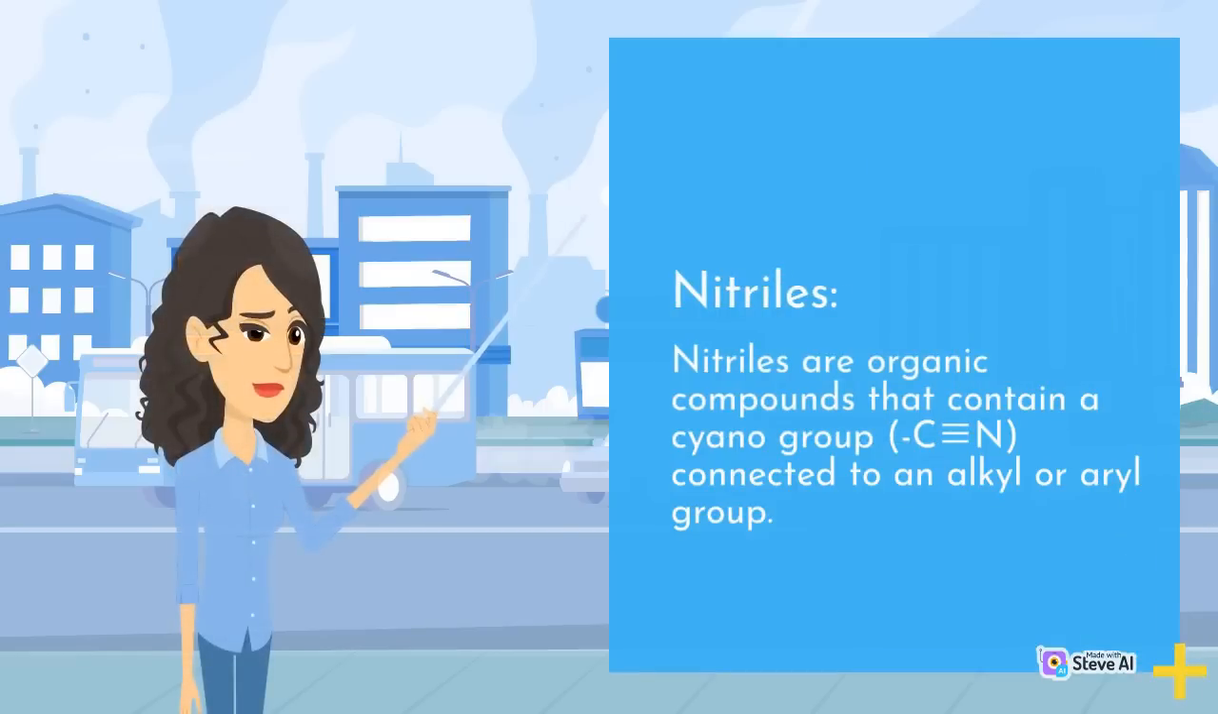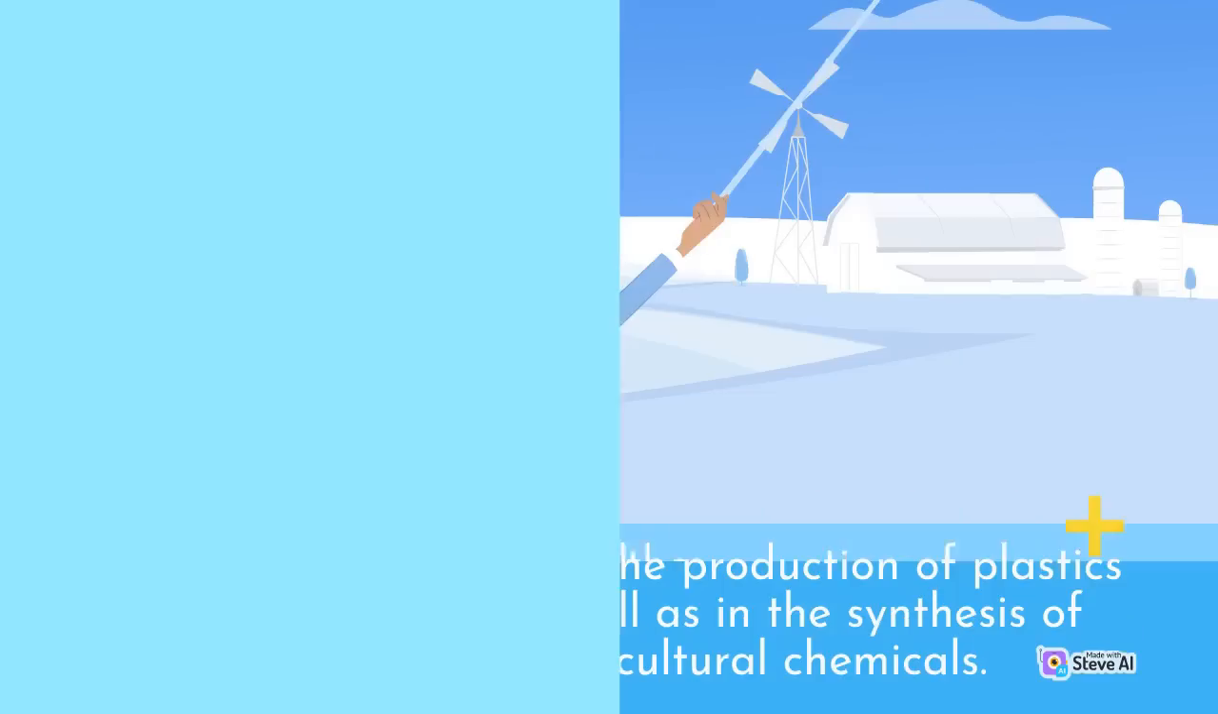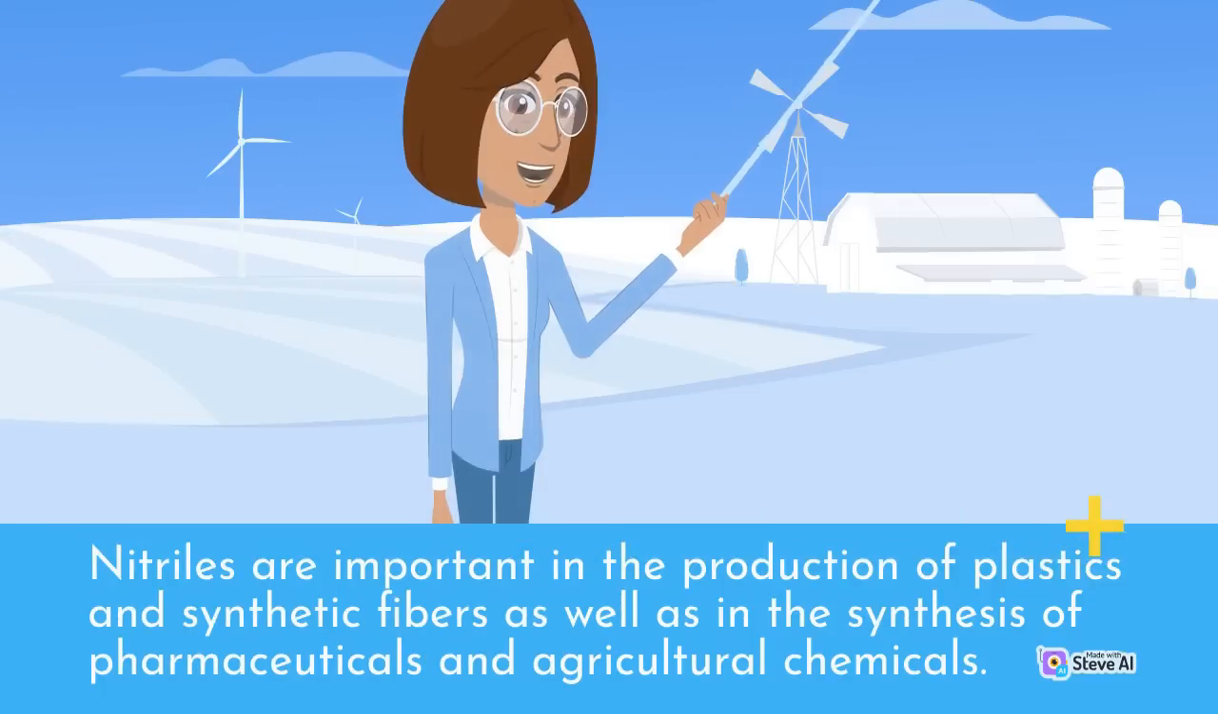Nitriles. Nitriles are organic compounds that contain a cyano group, CN, connected to an alkyl or aryl group. They are formed by the reaction of a primary amine with a carbonyl compound. Nitriles are important in the production of plastics and synthetic fibers as well as in the synthesis of pharmaceuticals and agricultural chemicals.